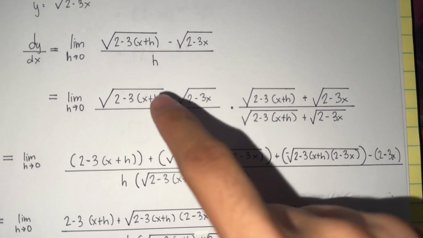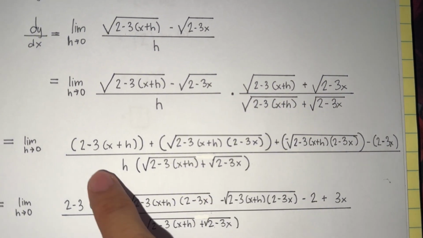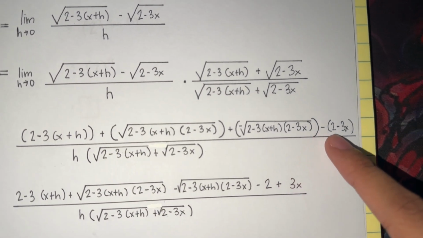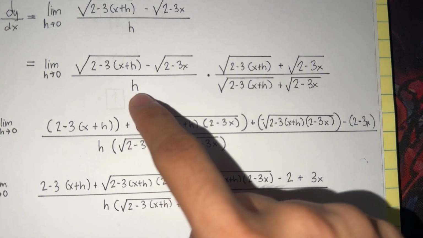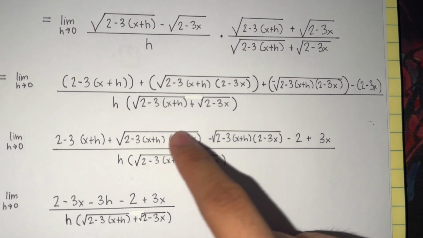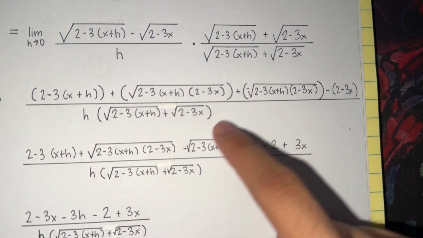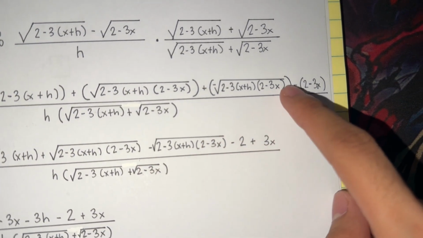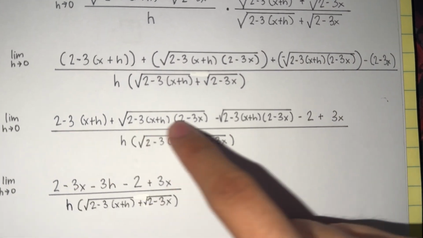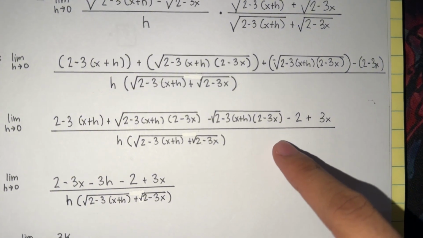As you can see here, multiplying the numerators to each other, we are going to use the FOIL method. This is our first, our outer, our inner, and our last. And here, the denominator multiplied to the denominator, we have this. I distributed the signs here, so this becomes negative, and here becomes negative 2 and positive 3x, as you can see here. Now we are going to combine the like terms.